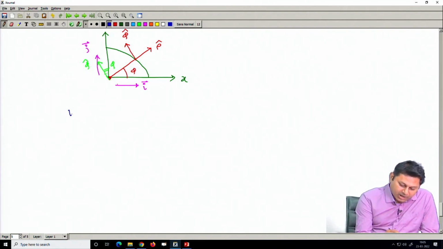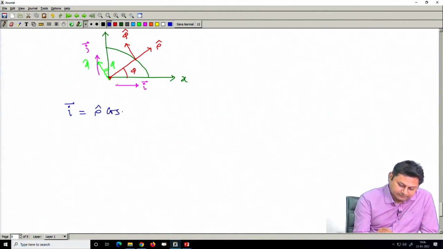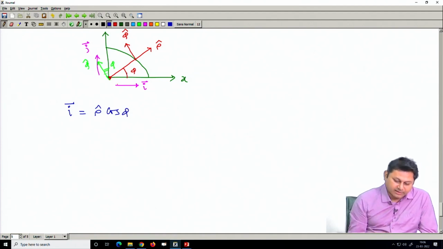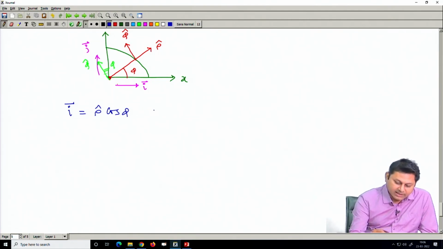Now, if I decompose i along these two directions, one I can write along this direction. So, what should be the value? It should be the rho unit vector and the cos component of that. What should be the other direction? Another direction I can have here. You can see that rho and phi are perpendicular to each other. So, the other direction I can decompose, and it should be simply the phi unit vector, because I am doing it along the phi direction, and then the sine of the angle.